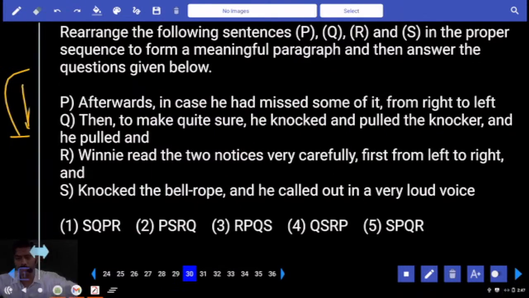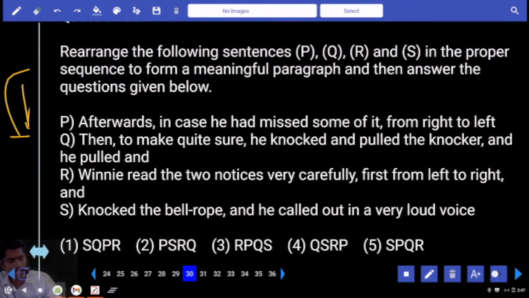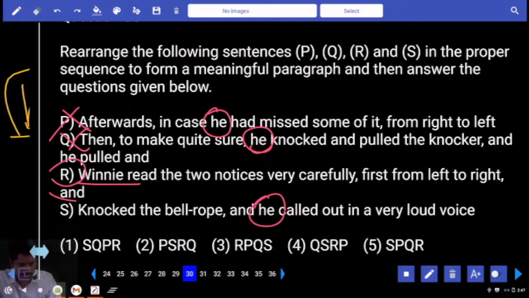Afterwards, in case he had missed. He means who? Generally, if a pronoun is present in a sentence, that cannot be the first. Remember, without mentioning the noun, we can't take a pronoun. P, no. Then to make quite sure, he, no. Winnie read the 2 notices, yes. Knocked the bell rope, he, no. First one is R. Any starting with R?